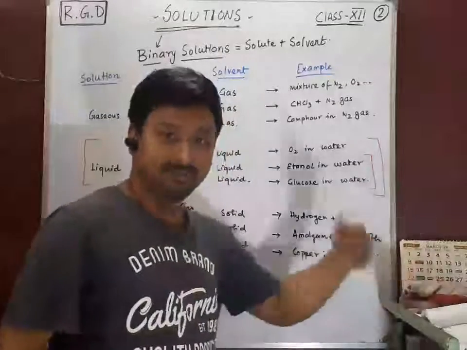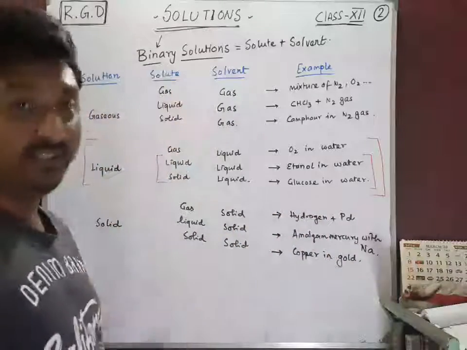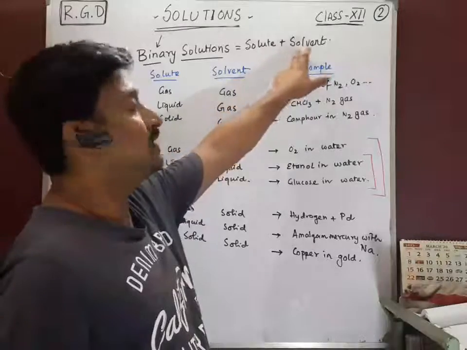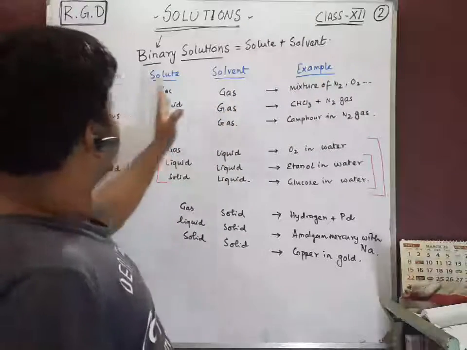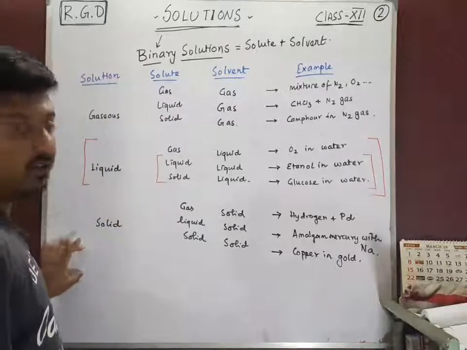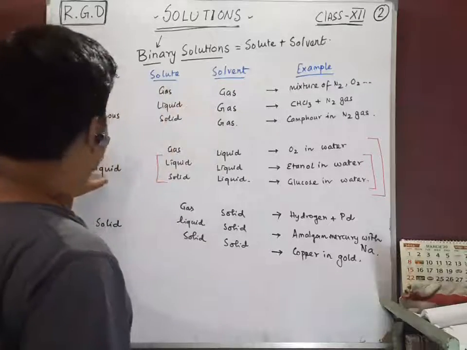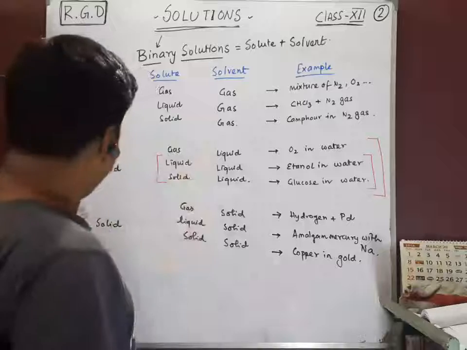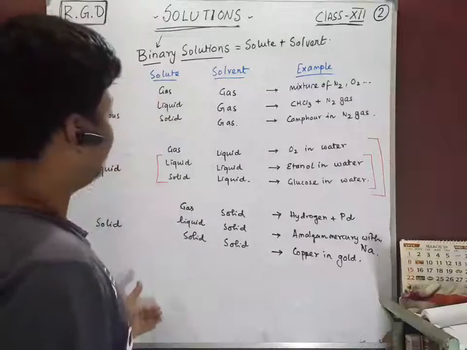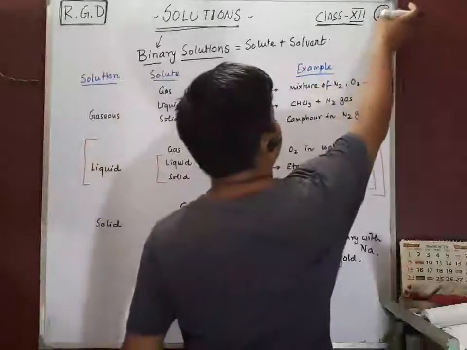Okay, so last video, what I talked about is basically binary solutions, and the binary solutions consist of solutes and solvents. Now, this can be a gaseous solution, a liquid solution, and a solid solution. In the gaseous solution, the solvent is gas; in the liquid solution, the solvent is liquid; and in the solid solution, the solvent is solid. So you have different cases, different solutes, and these are the different examples we talked about.